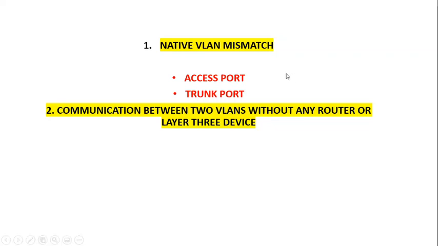To see how native VLAN mismatch error occurs, this is not basically anything which will stop the communication, but this is just an error log to let you know that it might cause issues in the network. So it is better to take care of it. And we also saw how we can make communication possible between two VLANs without any router or layer 3 device, whether the switches are configured as access port or the trunk port.